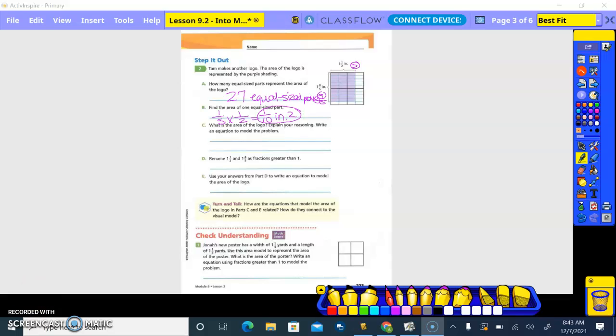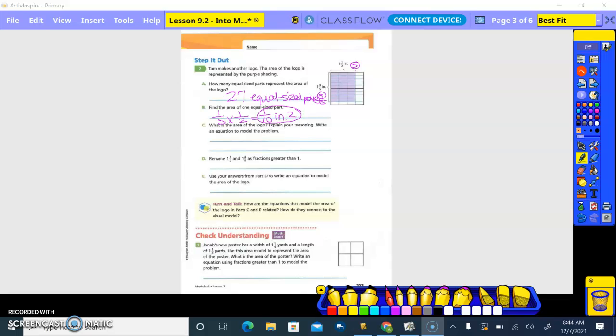So letter C, what is the area of the logo? Explain your reasoning, write an equation to model the problem. So basically, we would just turn those into what? Well, basically, to figure it out, you know there's how many here in this one whole thing?